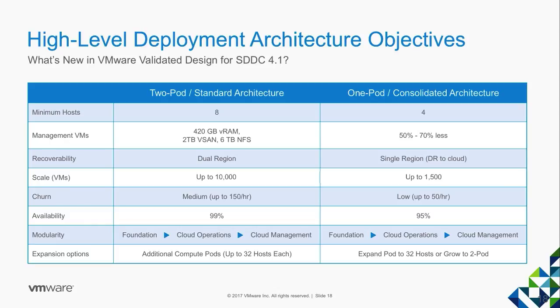And expansion options I kind of touched on already. If you are using the two-pod architecture, if you're familiar with the design, you add additional compute pods, as we talked about a little earlier, as you grow. In terms of the one pod, again, you can expand from 4 nodes all the way to 32, and if you want to go from there, you would transition to the two-pod architecture.